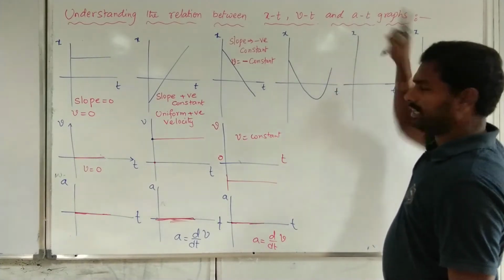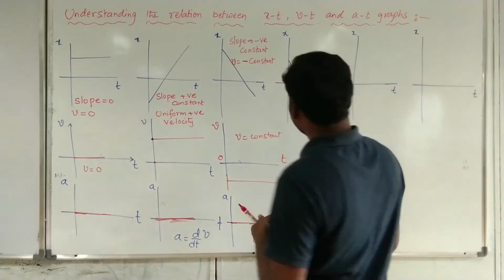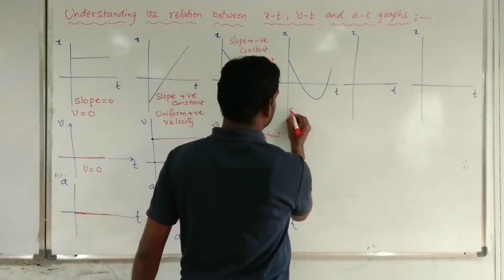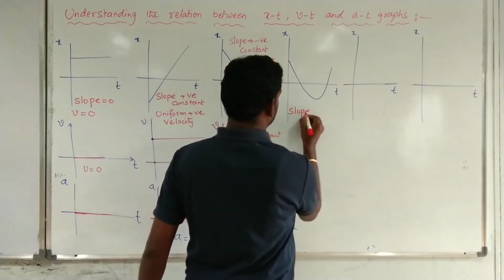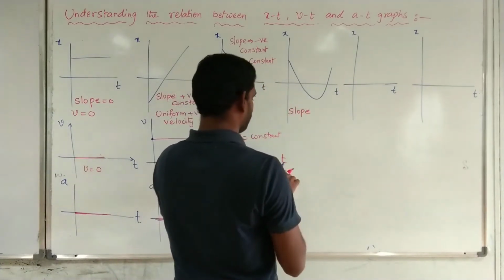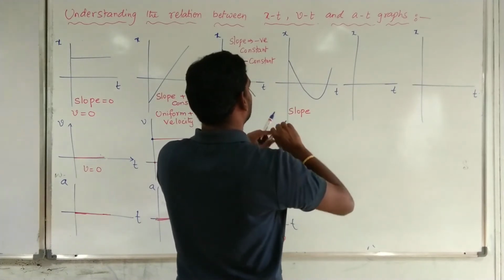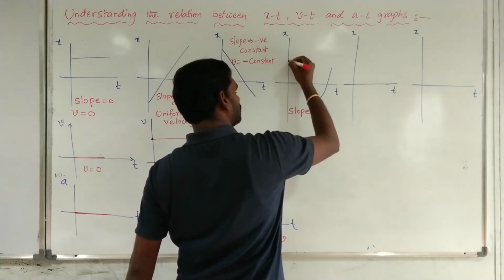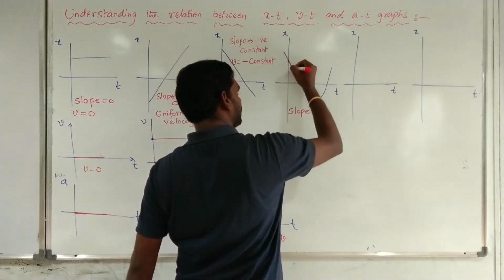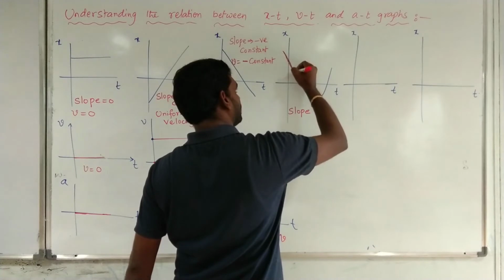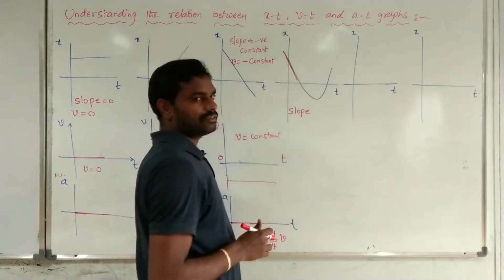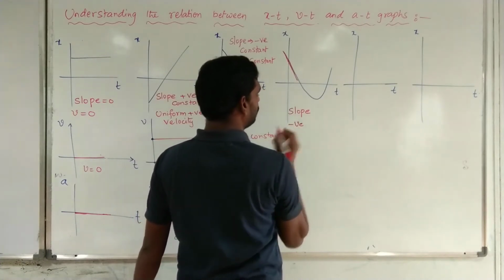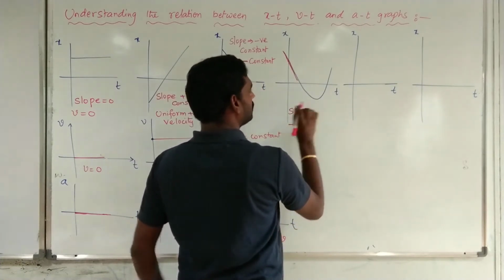Concave up. Okay. For this case, let us find out the slope. The slope changes here. At t equal to 0, initially, to find out the slope we need to draw a tangent here. This tangent is downwards. So the slope is negative initially.